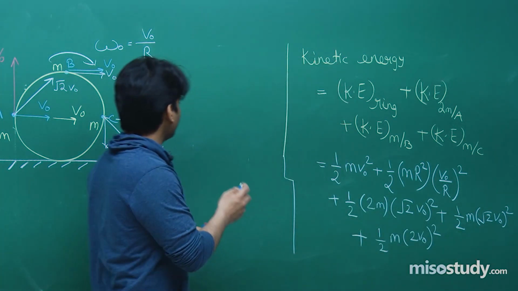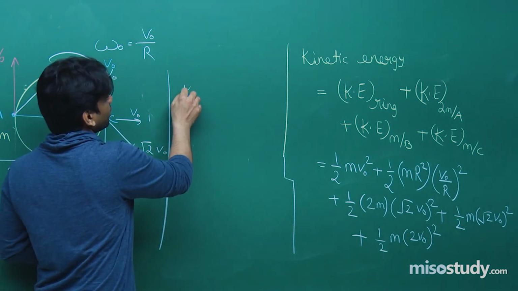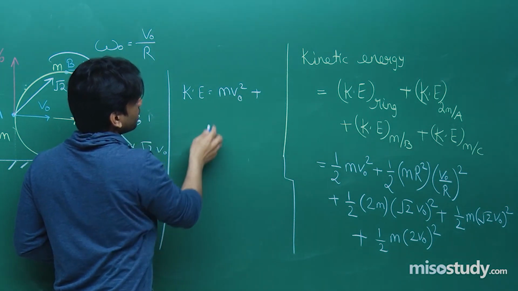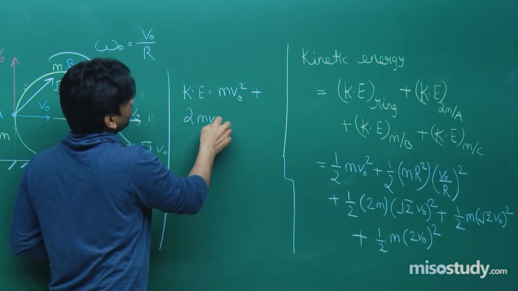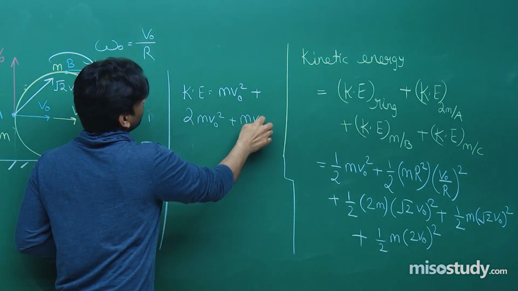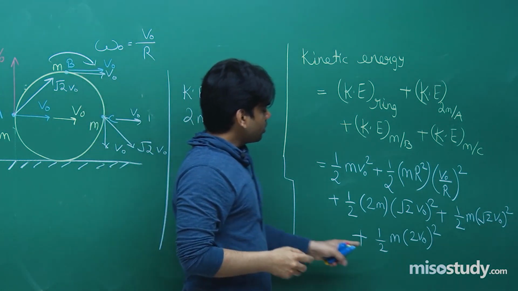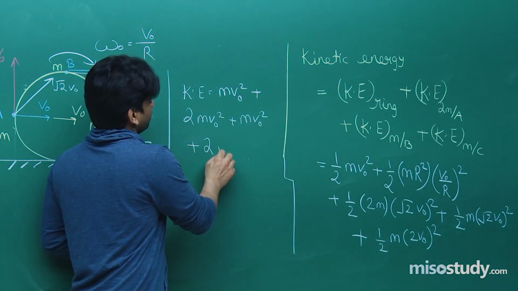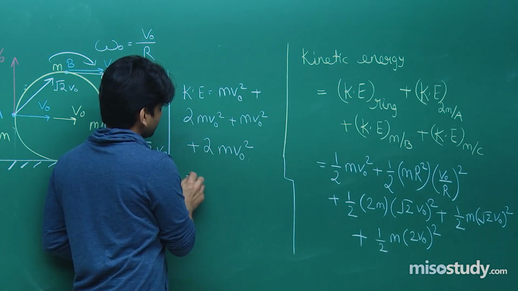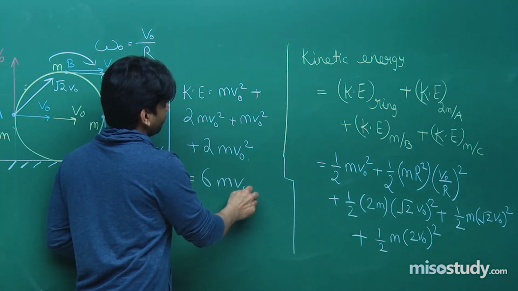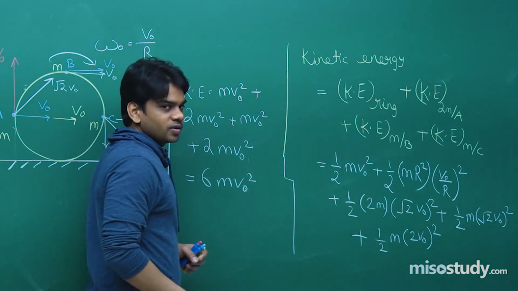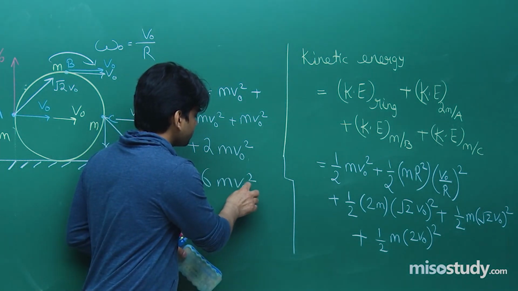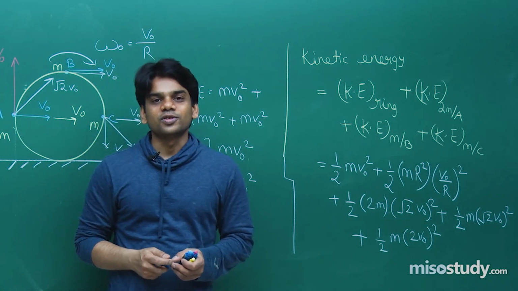Let me write down everything so that you do not get confused. Kinetic energy will turn out to be m v naught whole square plus twice of m v naught whole square plus m v naught whole square, plus here you will have again 2 m v naught whole square. This turns out to be 6 m v naught whole square. Easy, simple, we have done this. So each step we have employed to reach the final kinetic energy of the system.